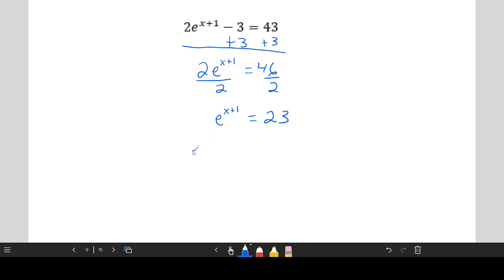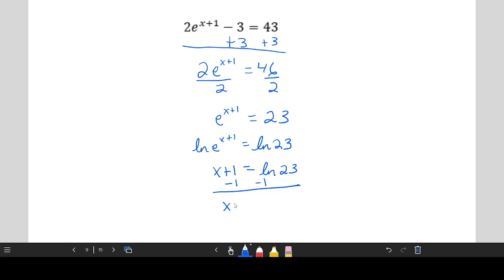I'm going to use natural log since we have base e there. So take natural log of both sides. We have inverse functions, one inside the other on the left side, and so those undo each other, and we're just left with the exponent. And then to get x by itself, we just need to subtract 1 from both sides.